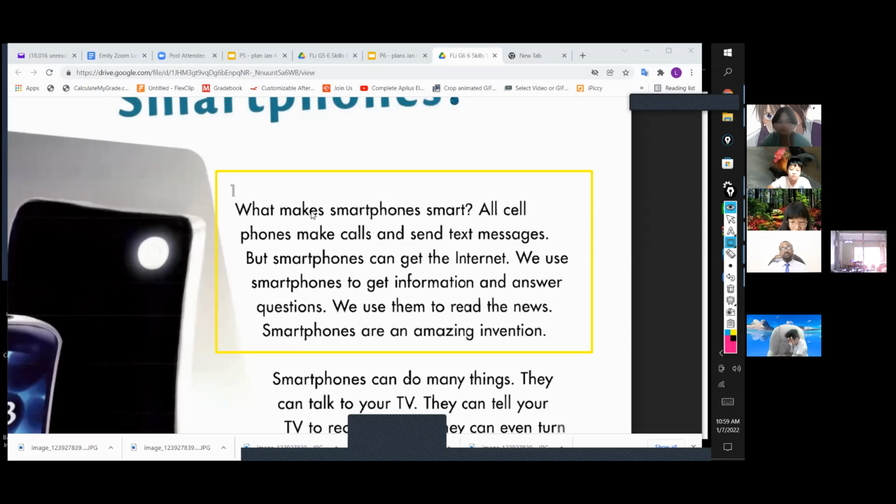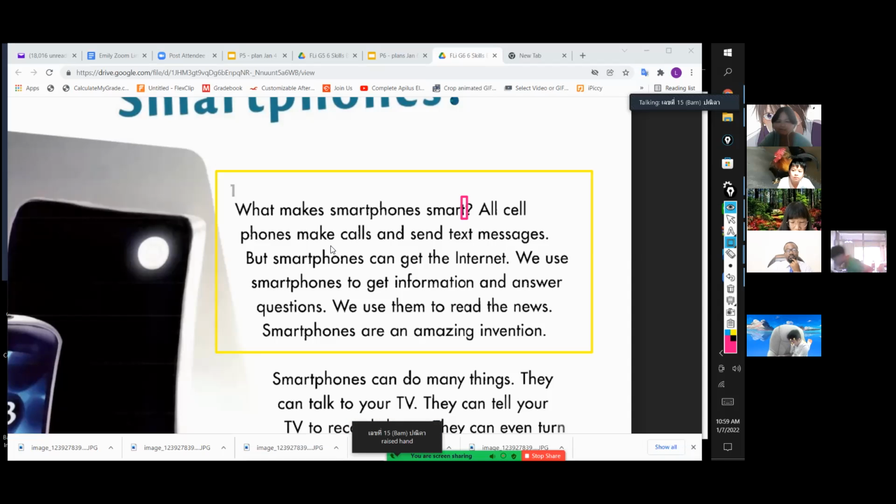What makes smartphones smart? All cell phones make calls and send text messages, but smartphones can get the internet. We use smartphones to get information and answer questions. We use them to read the news. Smartphones are an amazing invention.